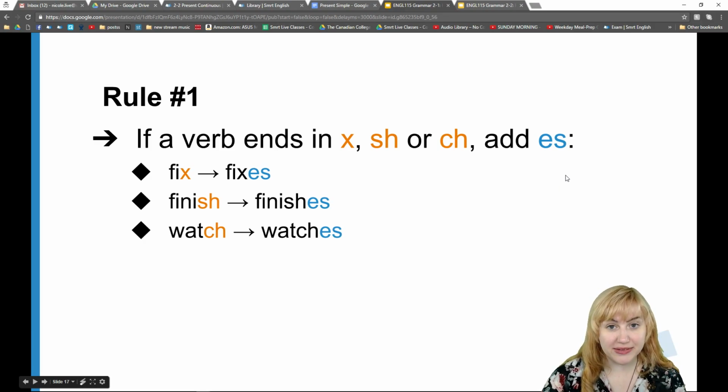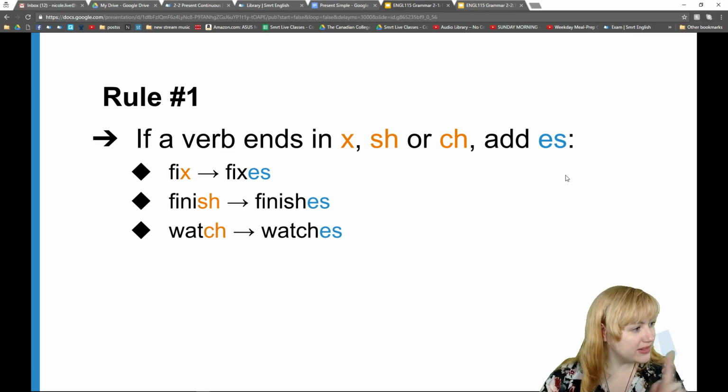Can you think of any examples of words in the chat? Oh, let's see.